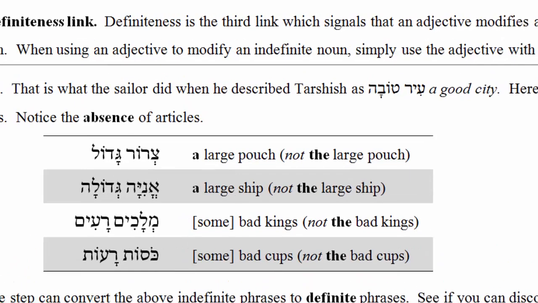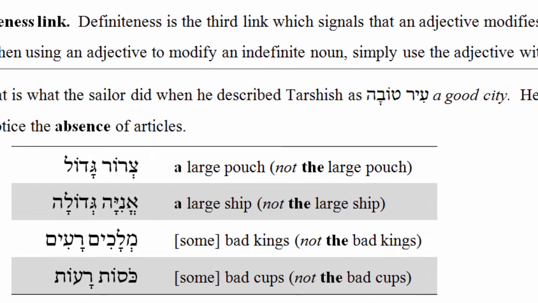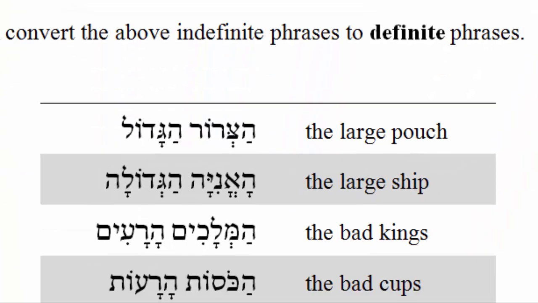We begin here with some examples of adjective phrases which are indefinite, such as ir tova, or tzoror gadol, onia gedolah, melachim ra'im, kosot ra'ot. In contrast, the next group are definite phrases. Hatzoror hagadol, ho'onia hagadolah, hamelachim hara'im, hakosot hara'ot.